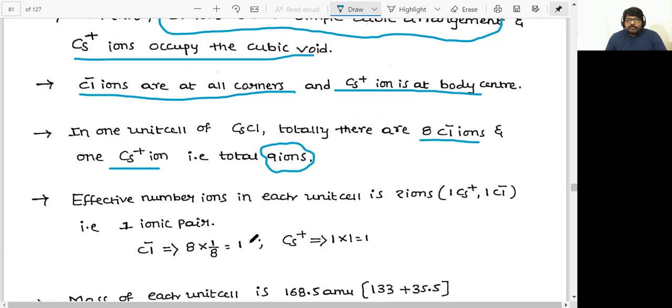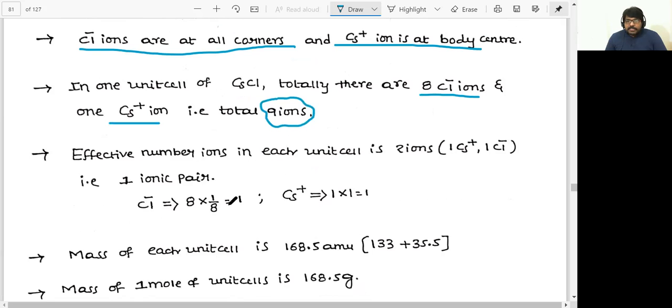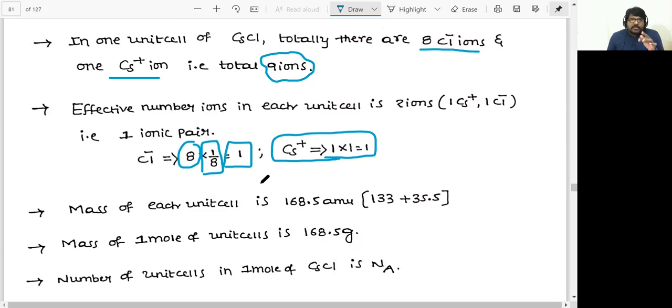But in fact, for every calculation, we need Z effective. So the effective number of ions: chloride ions are present at corners. There are 8 corners, and the contribution of a corner particle is 1 by 8. So effectively, there is only 1 chloride ion. And cesium ion is present at the body center. There is only 1 body center and the contribution is 1. So it becomes 1 cesium ion. So even though there are 9 ions totally, effectively there is only 1 ionic pair, that is, 2 ions.